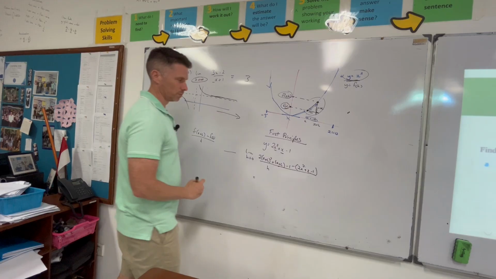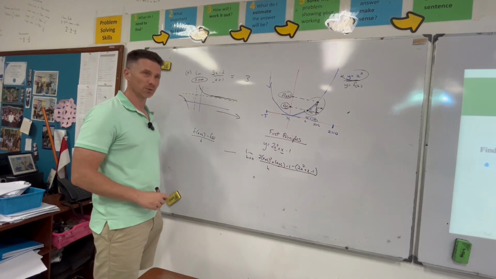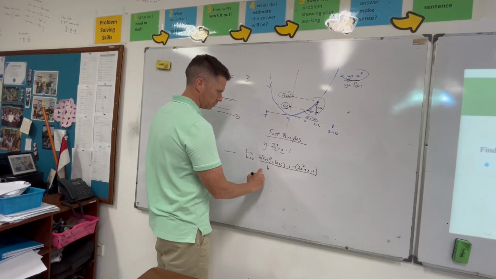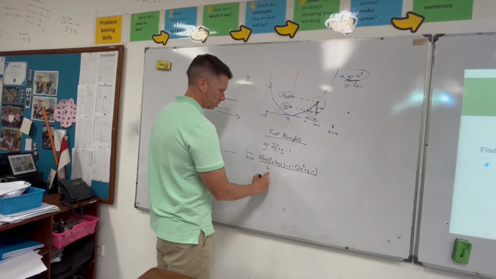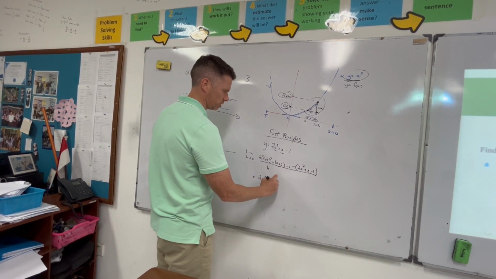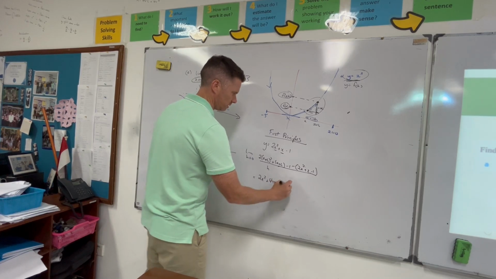So this is just an algebra problem. Just multiply this out, which is a bit of a pain, but maybe we do it in one go. 2x squared plus 4hx maybe plus 2h squared. Have I done that right?